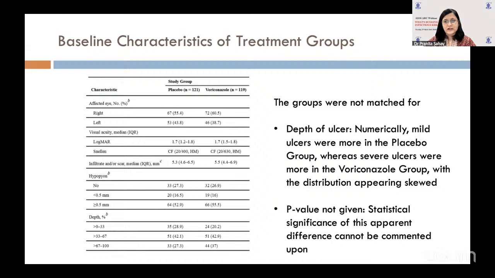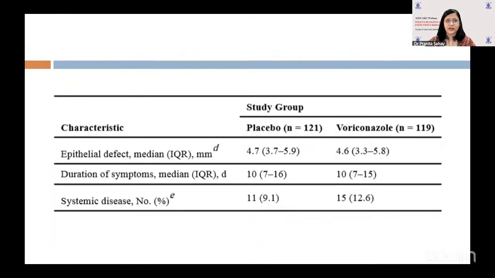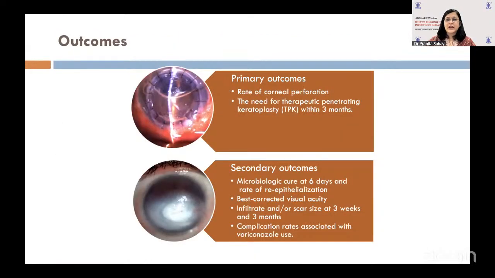So the depth of ulcer, if we look at the numbers that are given here, the ulcers that went into the voriconazole group were more severe, more deep, compared to the ones in the placebo group. The p-values have not been given in the study, so we are not sure whether this difference is statistically significant or not. Now, their primary outcome here was the rate of corneal perforation and need for TPK, and the secondary outcomes were vision and other characteristics.